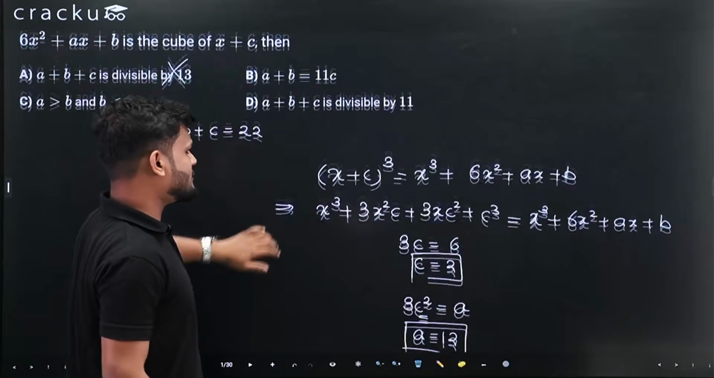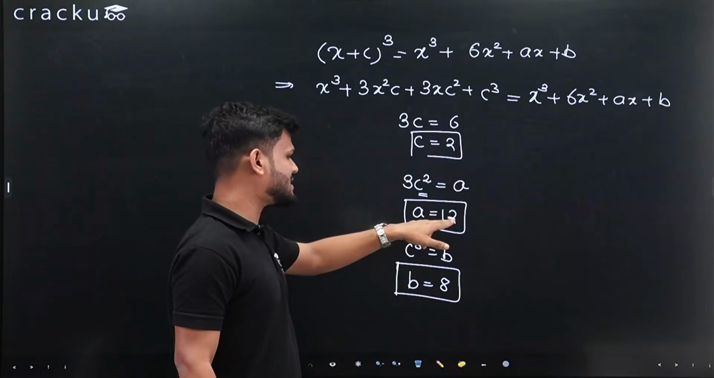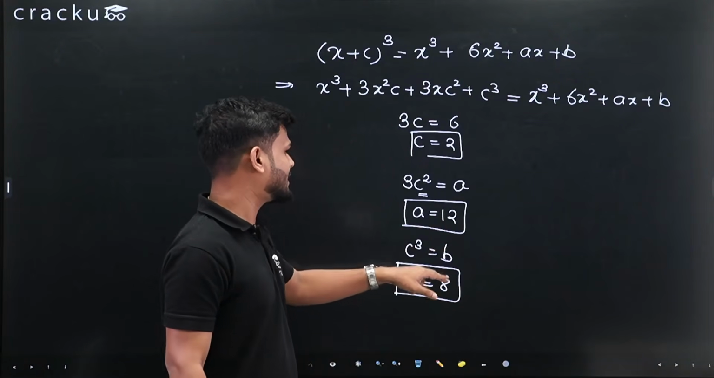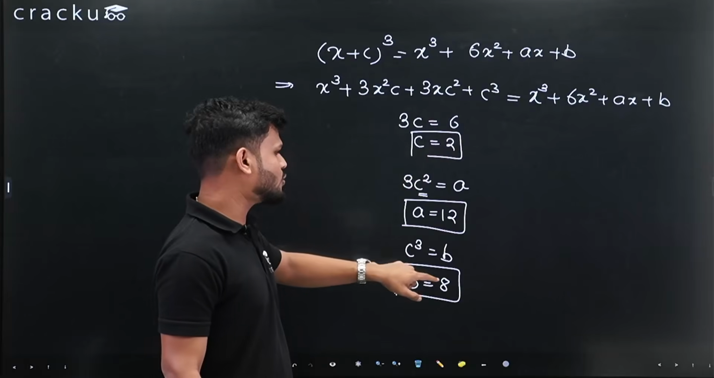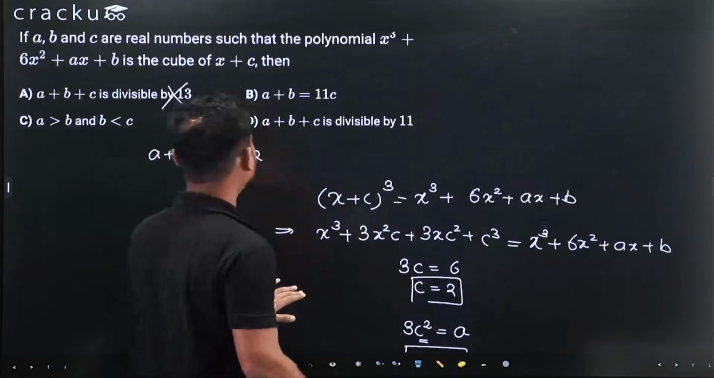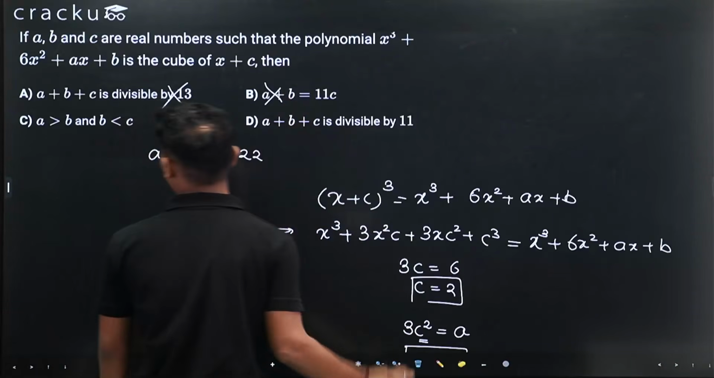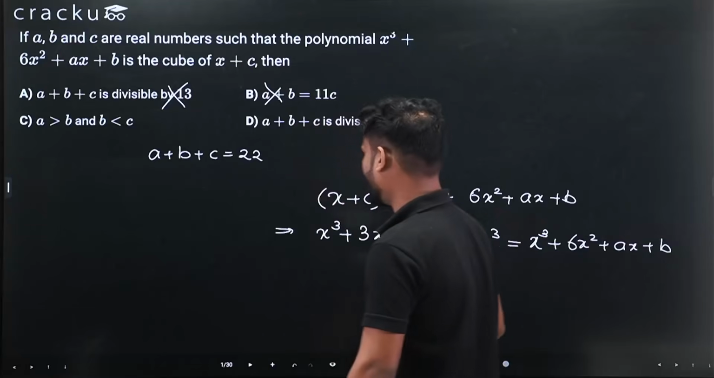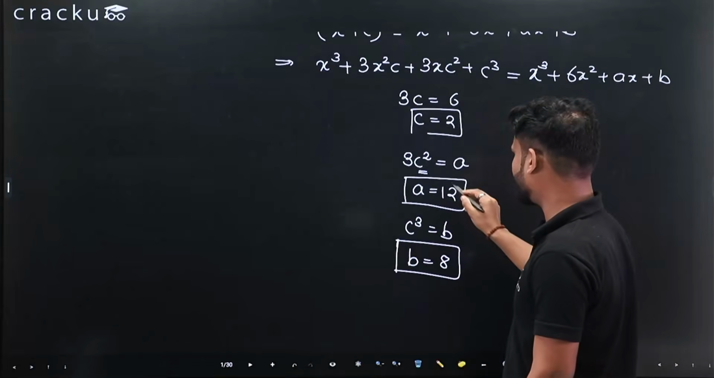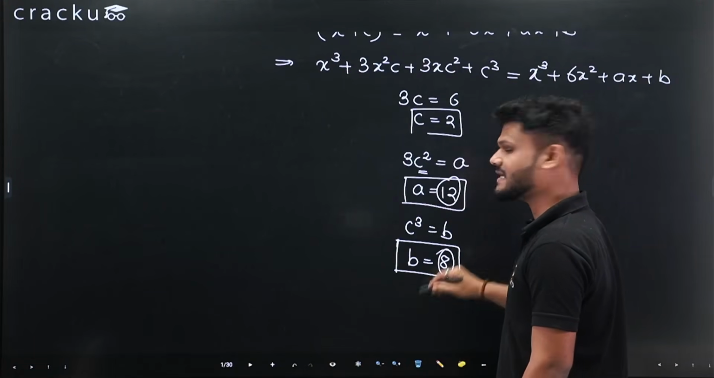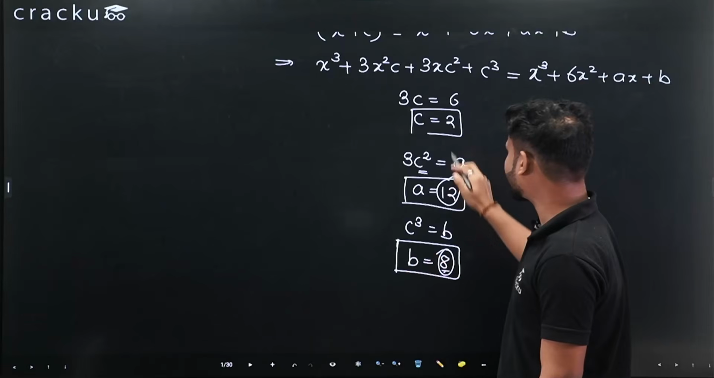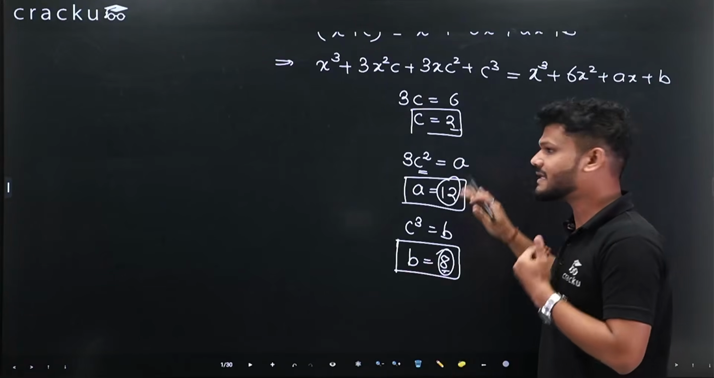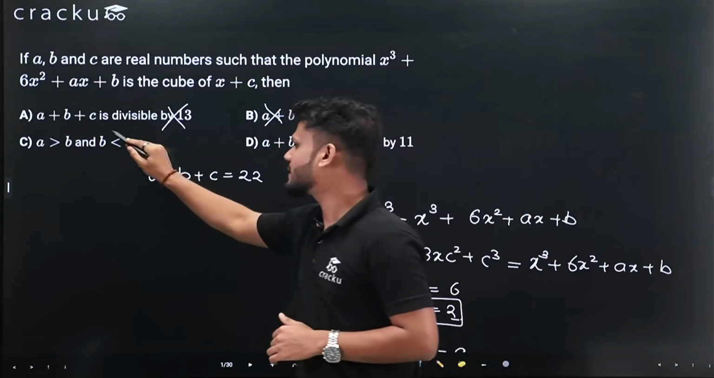a plus b equal to 11c. What is a plus b? 12 plus 8 is 20. 11c is 22. Is 20 equal to 22? No. So this option is also not correct. a is greater than b and b is less than c. Is a greater than b? Yes. But is b less than c? No. b is greater than c. So this option is also not correct.